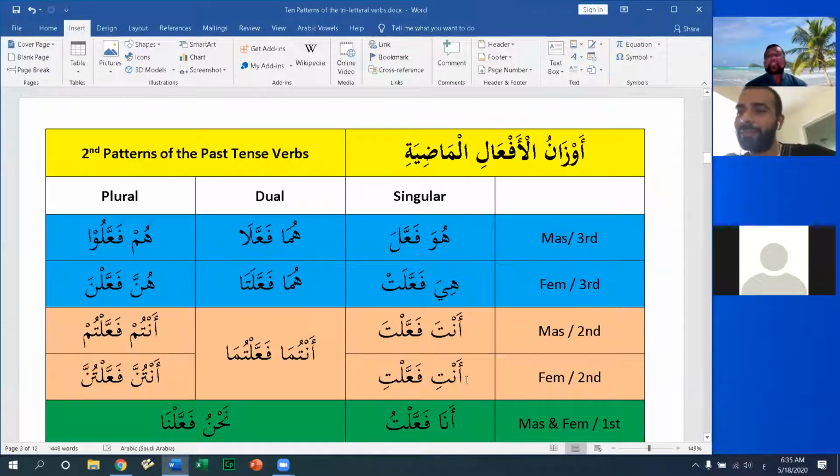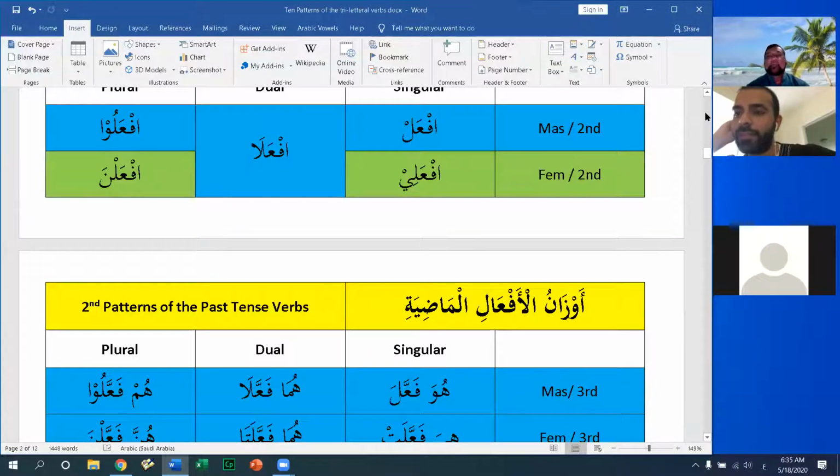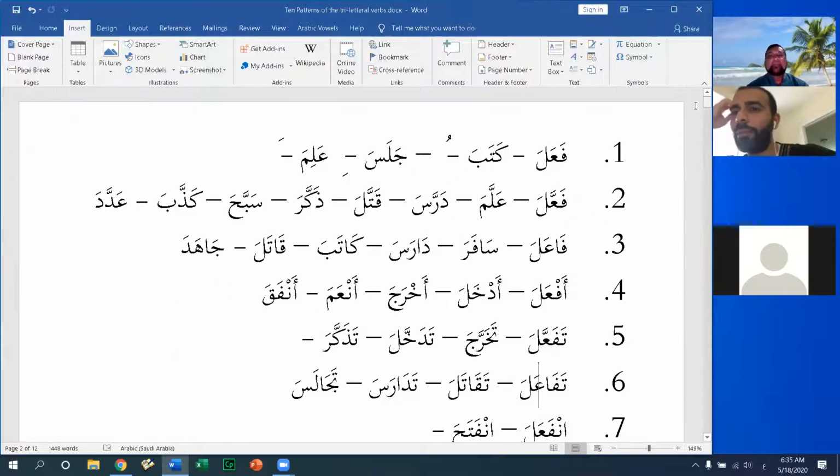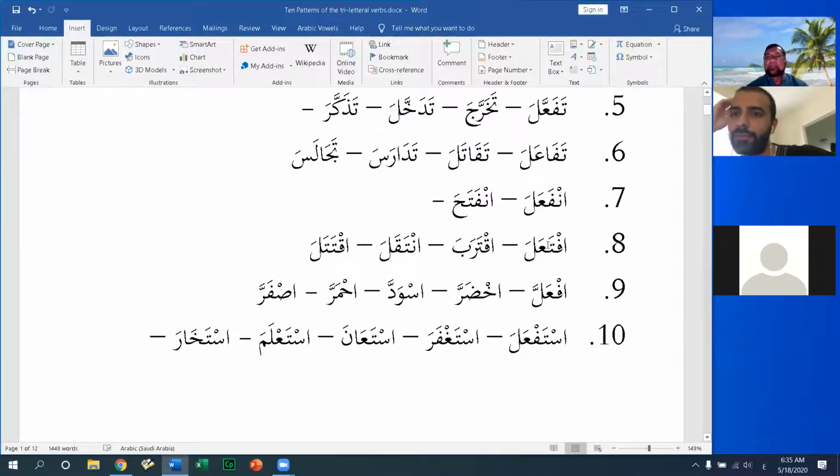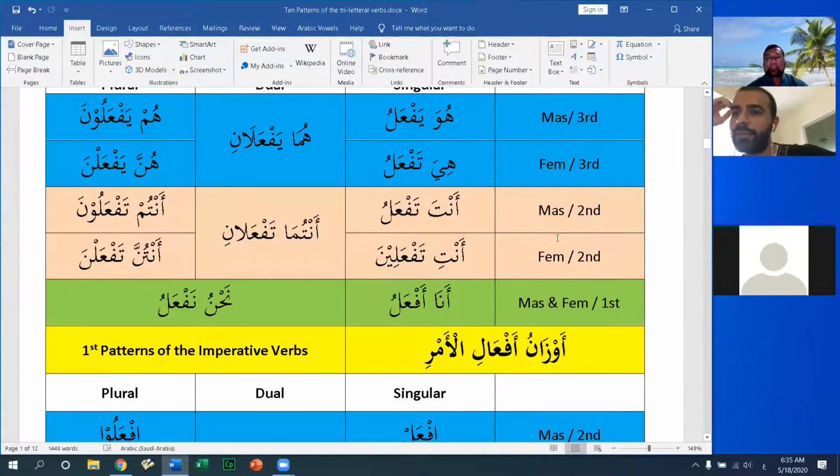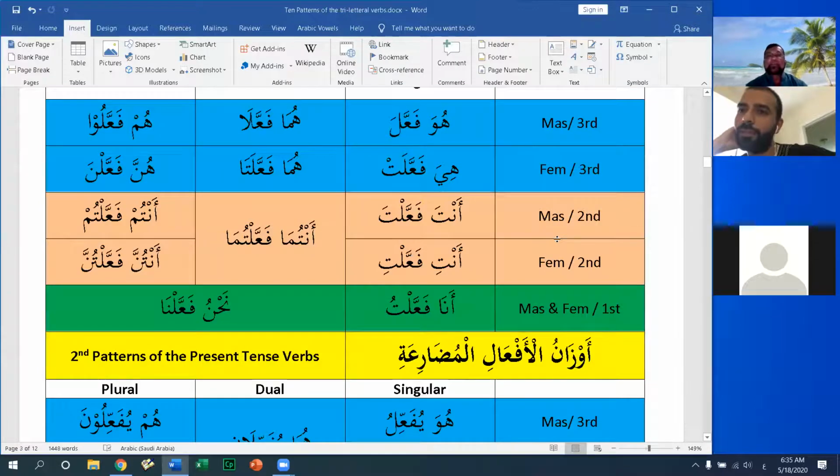So if you were to switch out the fa'ayn and lam with a word like, for example, allama or darrasa or qattala, dhakkara, sabbaha, kazzaba. Kazzaba is used a lot in the Quran. Allama also, and dhakkara is used a lot in the Quran. So go ahead, pick one of those.